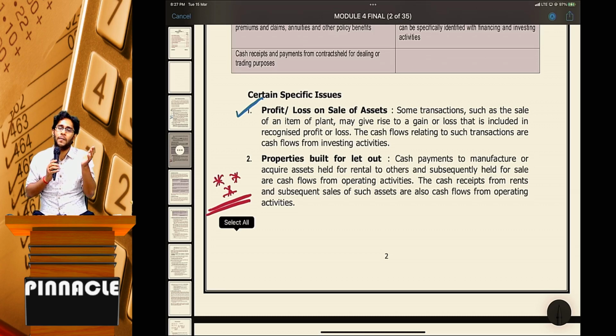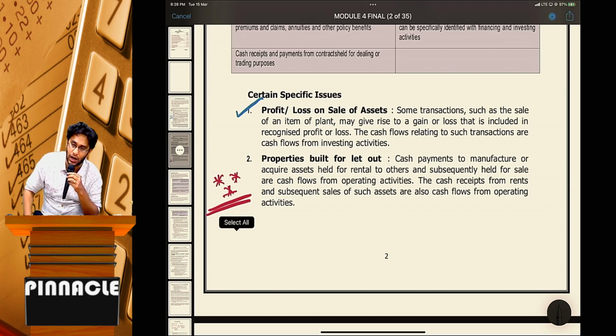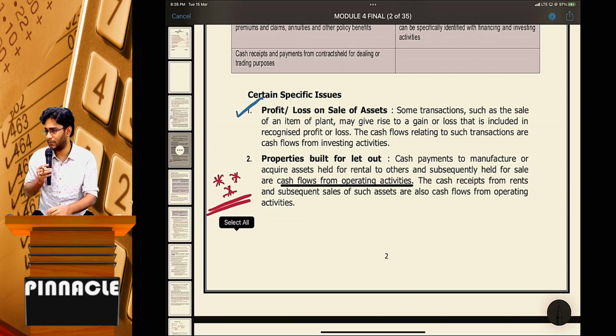Technically, if you observe in one way, purchase of asset, sale of asset is investing activity. But in this particular case, buying assets, selling assets, earning rental income, all these are my main core business. So you have to treat everything as operating activities. Please read that: cash payments to manufacture or acquire assets held for rental to others and subsequently held for sale are cash flows from operating activities. The cash receipts from rents and subsequent sale of such assets are also cash flows from operating activities. So simply, a car example, if you remember: buy car, sell car, rent car, this is totally operating.